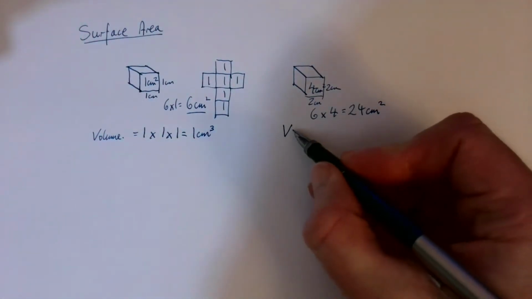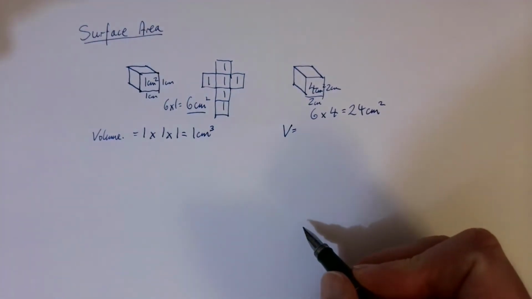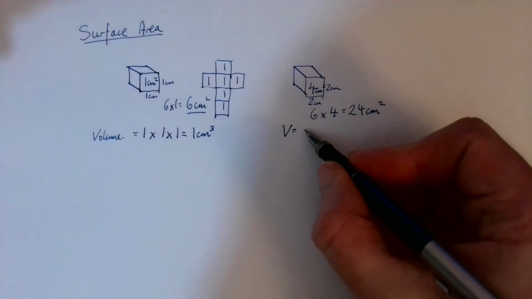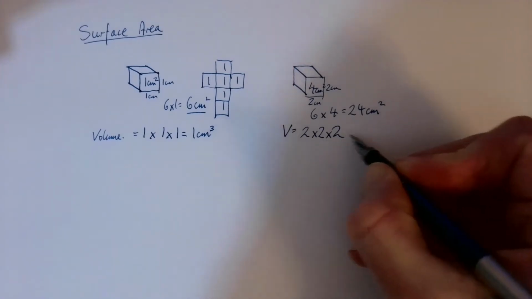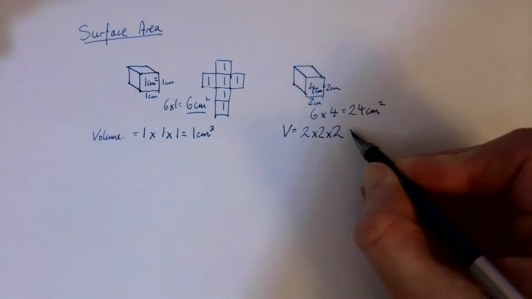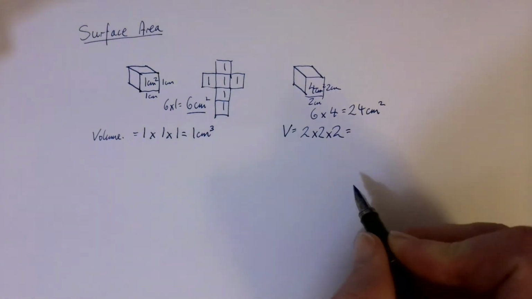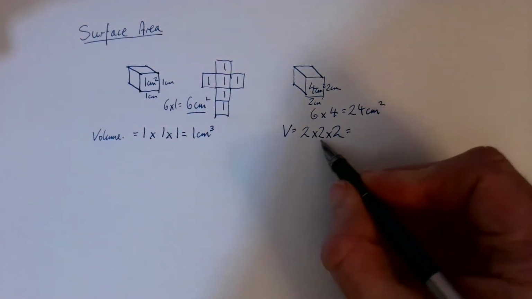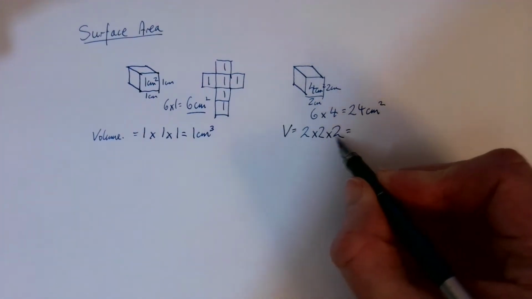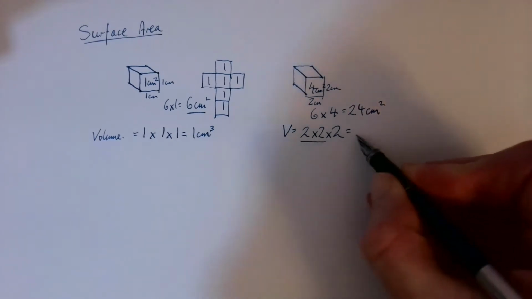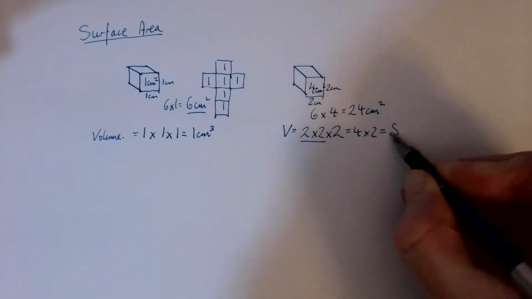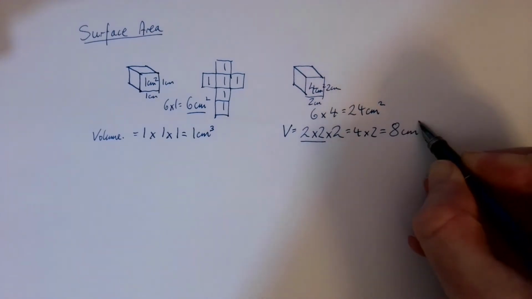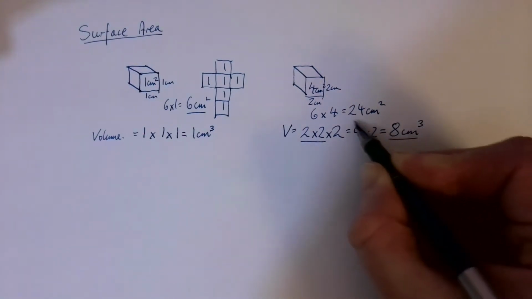The volume of this 2 centimeter cube is going to be 2 times 2 times 2, length times breadth times width, because it's got 3 dimensions. And that would be 2 times 2 is 4. In fact, I'm going to underline that to do it in 2 bits to make sure we get this right. 4 times 2 is 8 centimeters cubed.